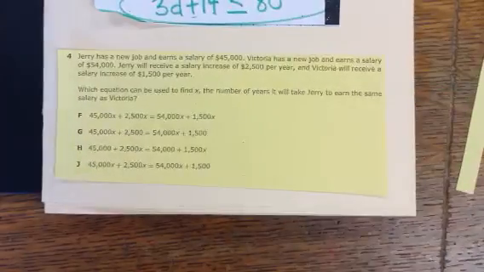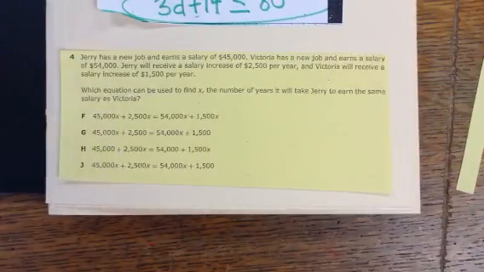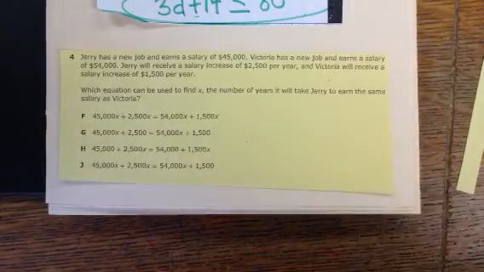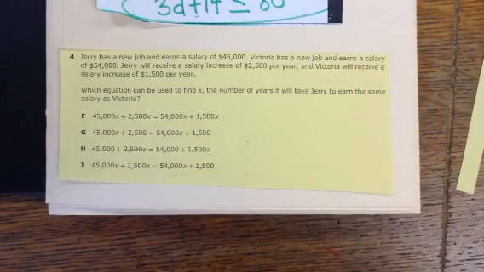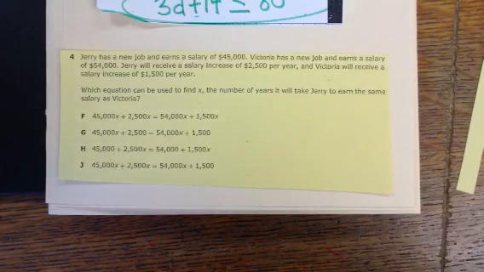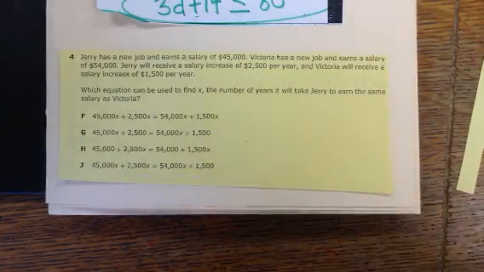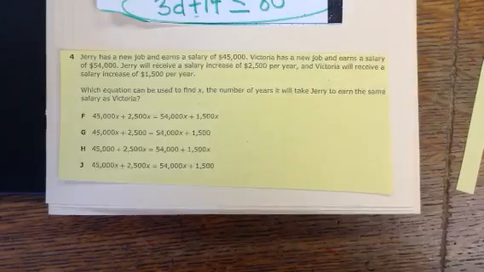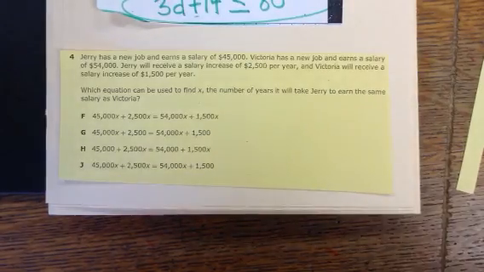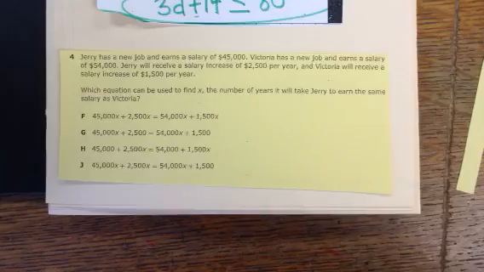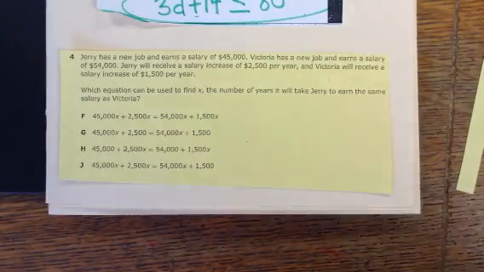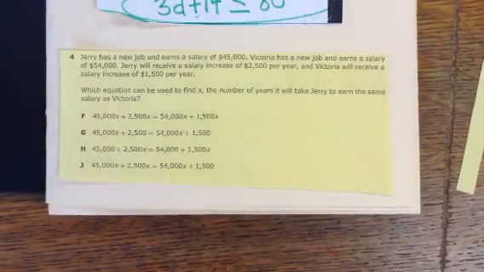It says, Jerry has a new job and earns a salary of $45,000. Victoria has a new job and earns a salary of $54,000. Jerry will receive a salary increase of $2,500 per year, and Victoria will receive a salary increase of $1,500 per year. Which equation can be used to find X, the number of years it will take Jerry to earn the same salary as Victoria? This is from last year's STAR test.